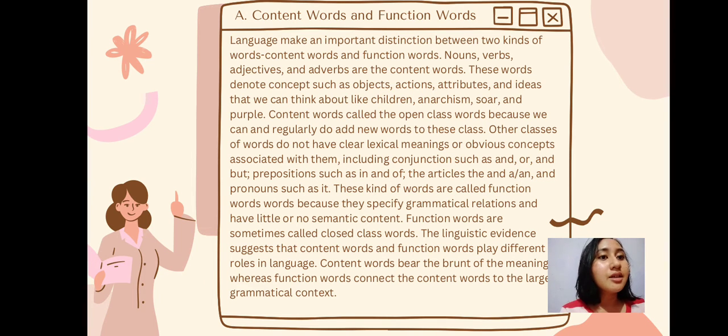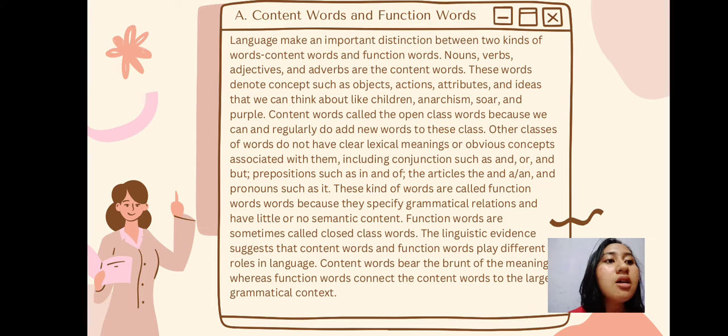Language makes an important distinction between two kinds of words: content words and function words. Nouns, verbs, adjectives, and adverbs are the content words. These words denote concepts such as objects, actions, attributes, and ideas that we can think about, like children, anarchism, soar, and purple. Content words are called the open class words because we can and regularly do add new words to this class.